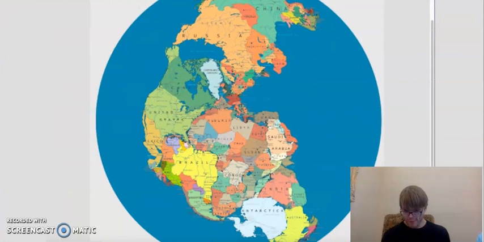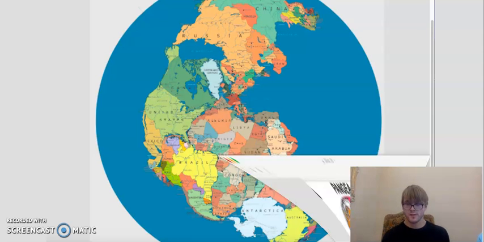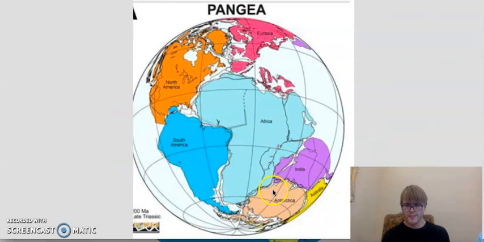This is a map of the supercontinent of Pangaea 250 million years ago. As you can see, what became India is down here by what became Australia, and up here is the Eurasian continent. Around 200 million years ago, Pangaea began to separate. Right here is India. Right here is Australia. And up here is Eurasia.